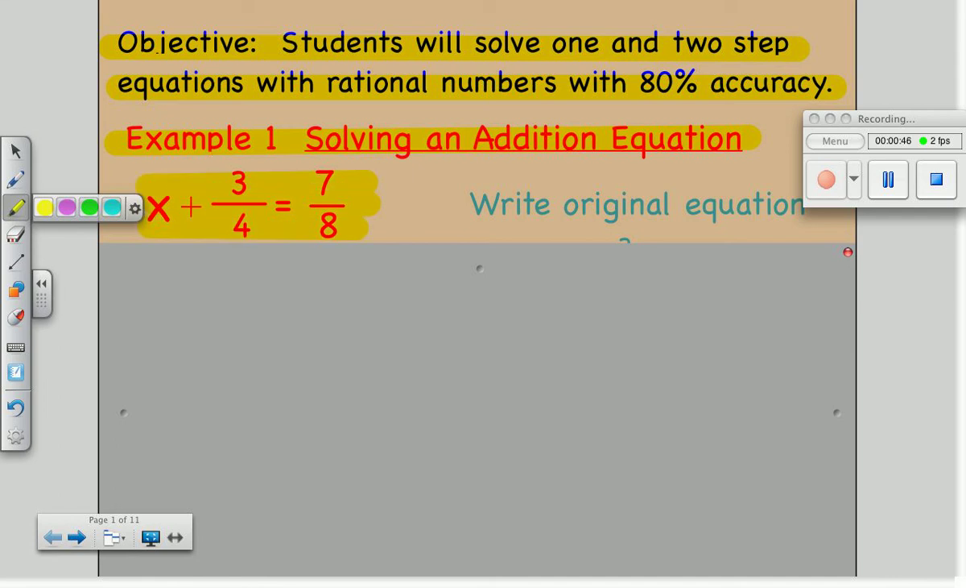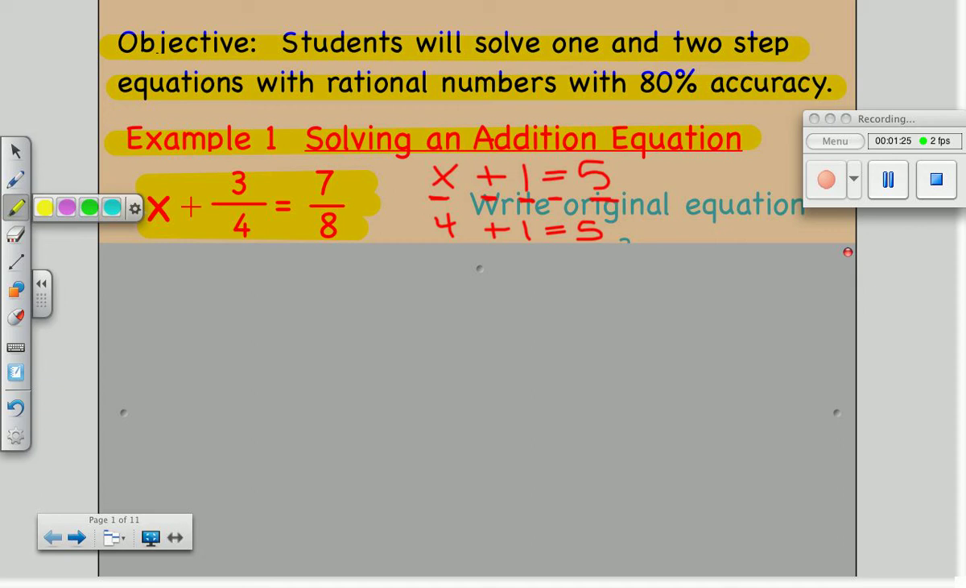Okay, if you're not sure what to do here, let's change the numbers and see what you would do. If I had x plus, I'm going to change this 3/4 to 1, just simple numbers, and this 7/8 to 5. So what is this one saying? This one is saying, what number do I add to 1 and get a total of 5? Some of you might have said, what number plus 1 is 5? I'm pretty sure it's 4. 4 plus 1 is 5. And you would be right.